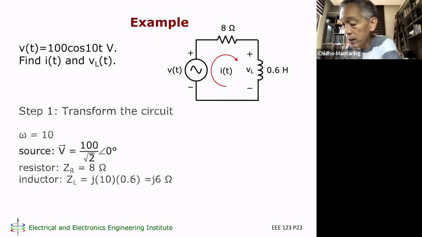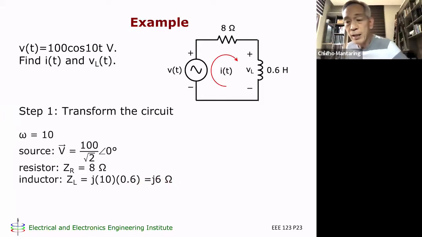So what's step one? Step one is to transform the circuit. So we see here, omega is equal to 10. And then our source is 100 over the square root of 2 at an angle 0. So we got 100 divided by square root of 2 because we want to work with effective values. Then there's no phase angle, no? It's just cosine 10t. So our phase angle, alpha, is equal to 0. And then Z_R is just equal to 8 ohms. And Z_L is j omega L. So that's j times 10 times 0.6. So that's j6 ohms.